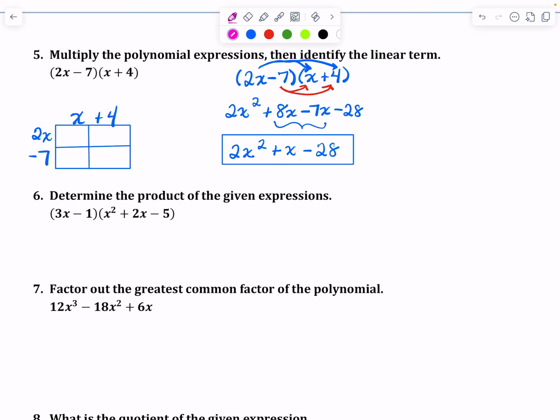Really quickly, on the area model, 2x times x is 2x squared. 2x times 4 is positive 8x. x times negative 7 is negative 7x. And 4 times negative 7 is negative 28. Those are the same 4 values that we see using distribution. Okay, so both of these work. Either one, choose the one that you prefer. And in my next video, I will go over questions 6 through 10.